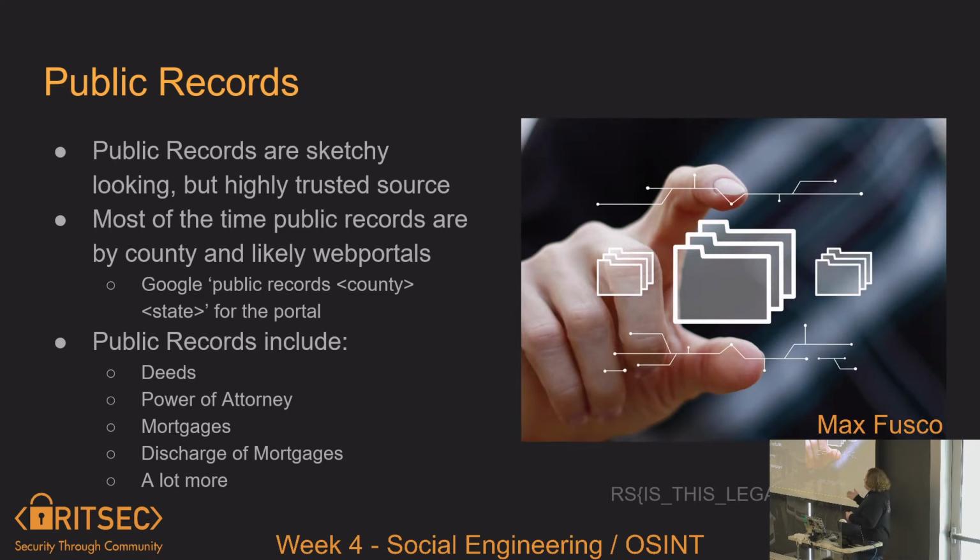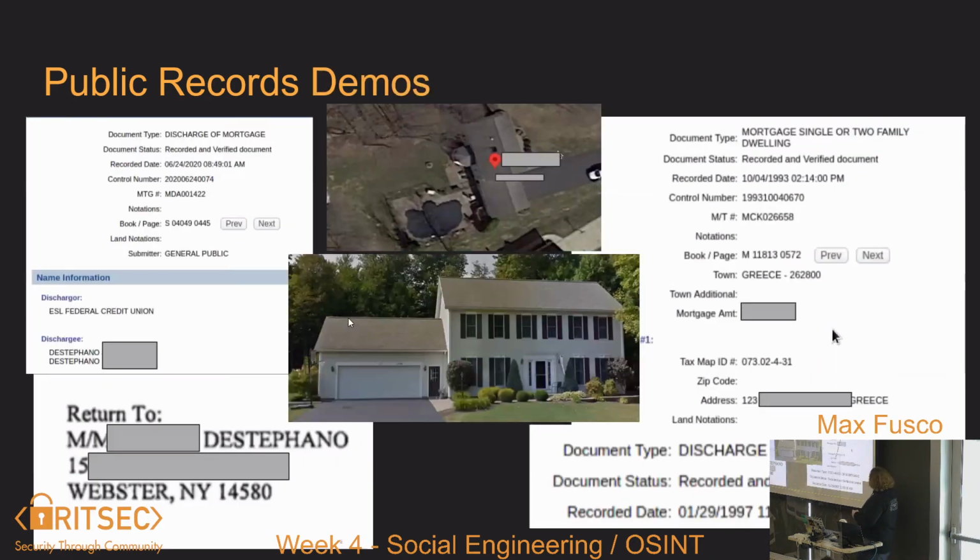I looked at just the first page, and you can find deeds, power of attorney, mortgages, discharges of mortgages. You can find when someone bought a house, when they moved, when their mortgage ended, just absolutely everything. Foreclosure, tax liens. Tax liens are an amazing way to get property. Totally sketchy though. Okay, so now we're on to our demo.